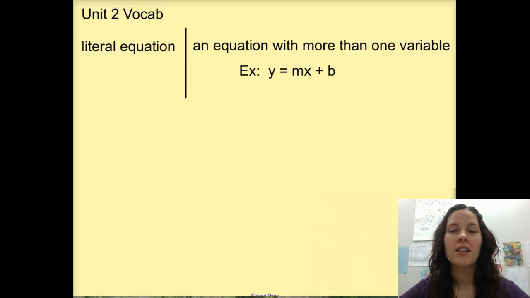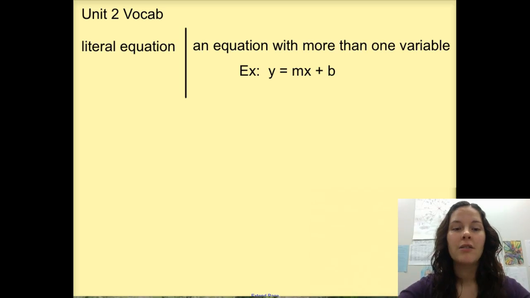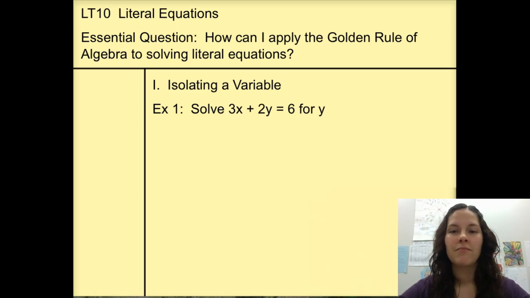Today we're going to learn how to solve literal equations. A literal equation is simply an equation with more than one variable. So when we solve a literal equation, we will not get an answer like x equals 6 because there will be more than one variable. So we'll get an answer that's an expression in terms of other variables. So let's take a look at how this works.